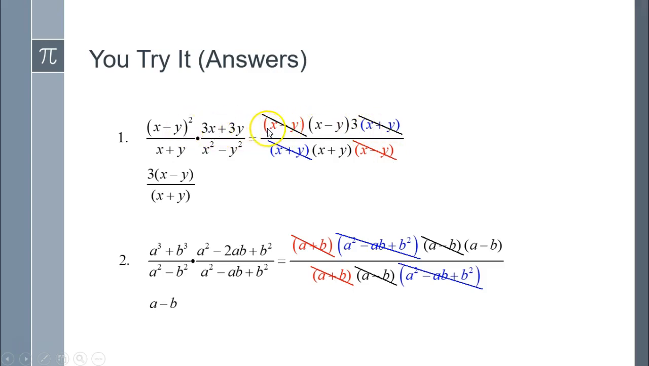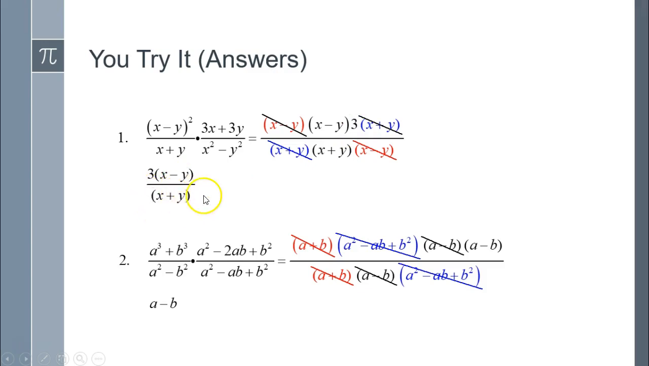So I factored and multiplied in one step in this work here. So I wrote that out, and then I factored the 3x plus 3y to 3 times x plus y. You have an x plus y. The bottom of the second fraction factors to x plus y times x minus y. Now you can see where the like factors are, and that leaves me with a 3 times x minus y in the top over an x plus y in the bottom.